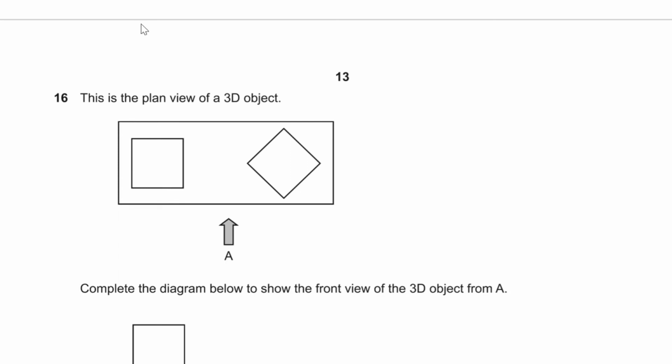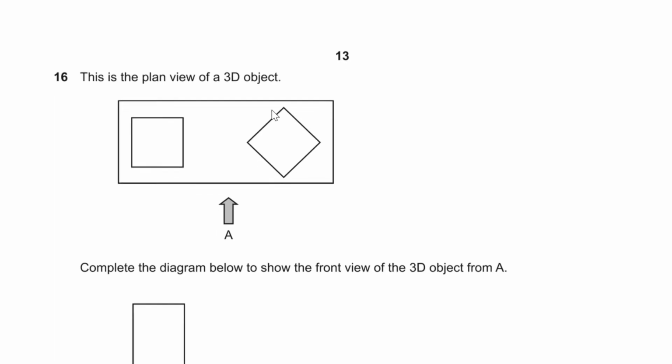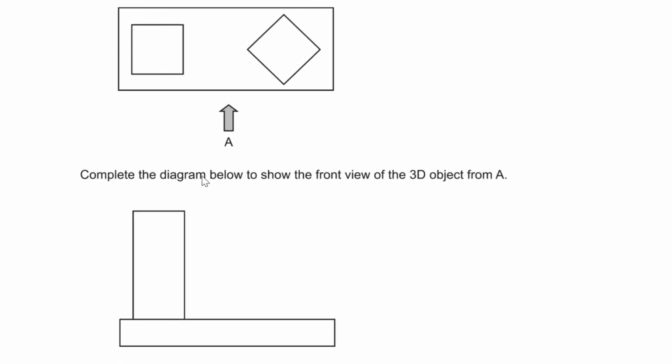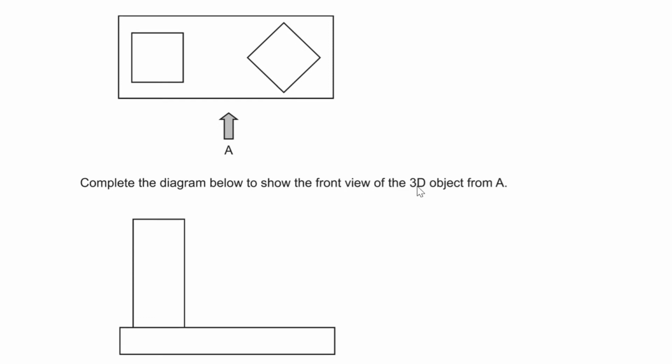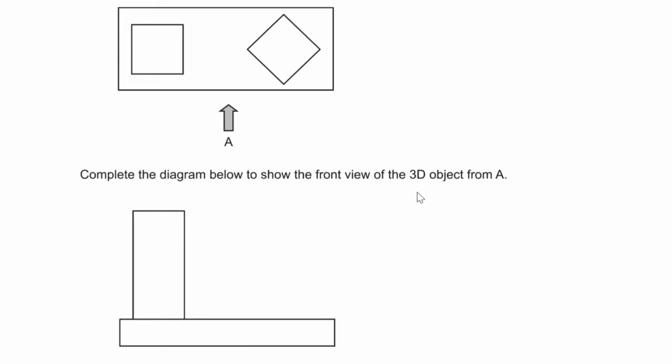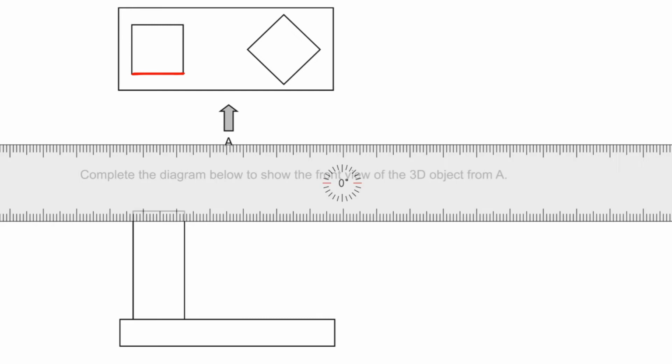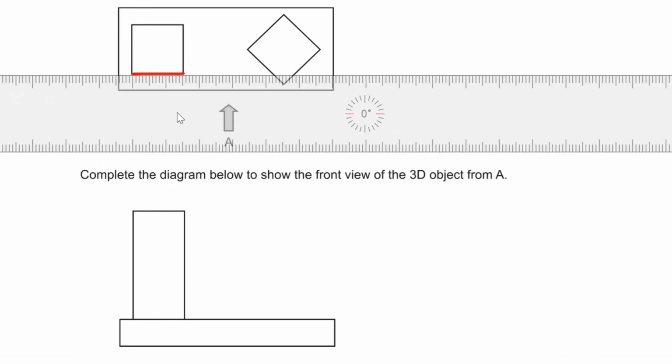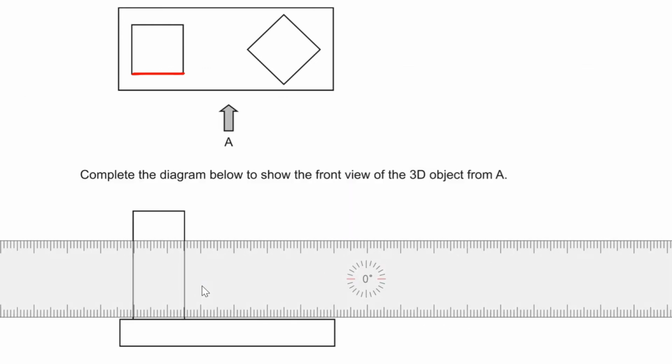Question number 16. This is a plan view of a 3D object, and we have to complete the diagram below to show the front view of the 3D object from A. Well, if we're looking from A, then this length here, if we measure it using a ruler, is roughly 1.5 centimeters, and here we also have 1.5 centimeters, so that's for this length here.